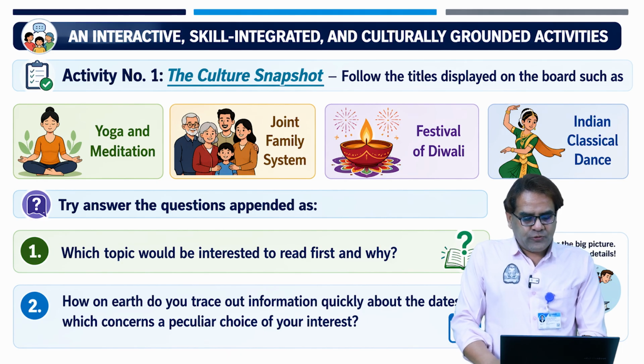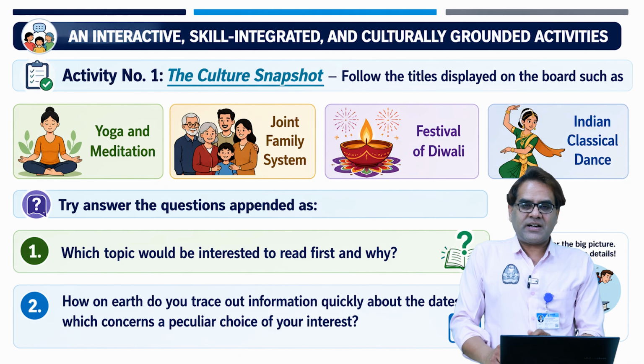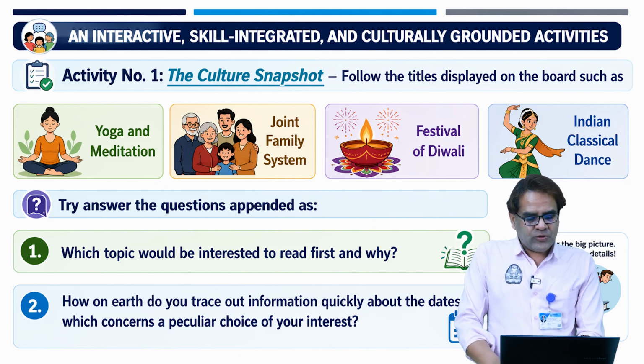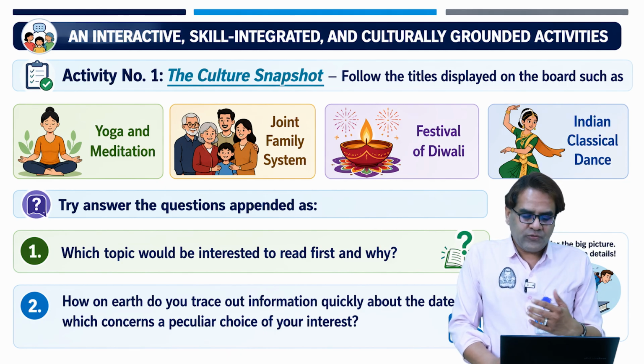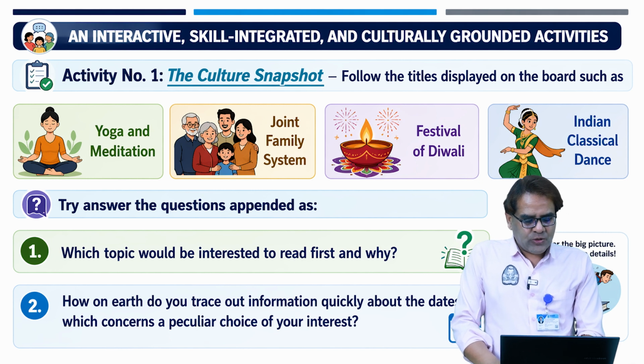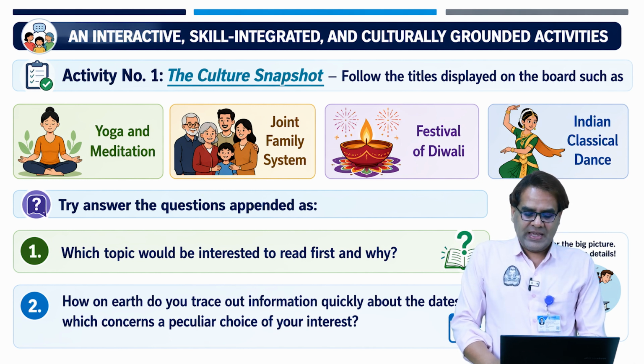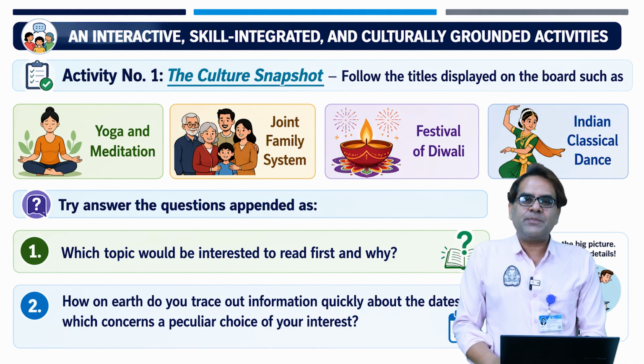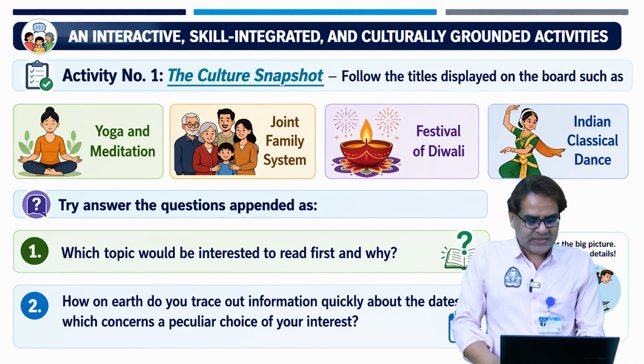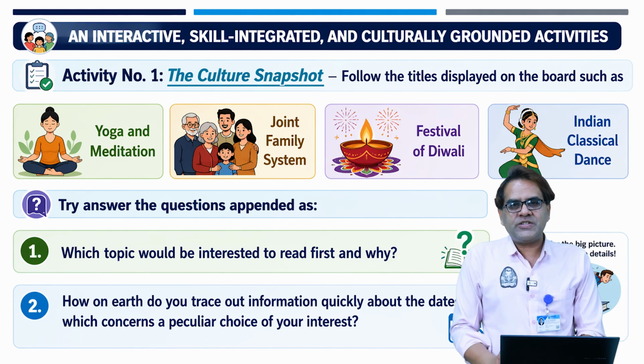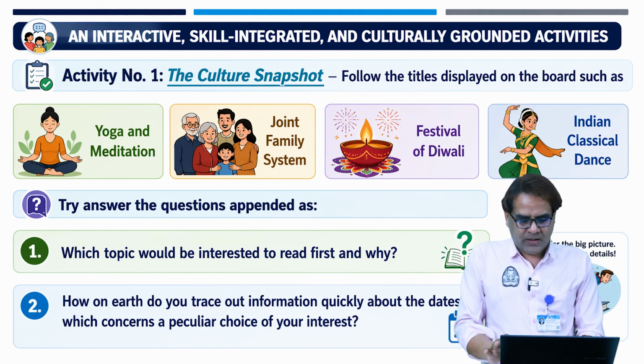It talks about how to follow the titles displayed on the board, such as yoga and meditation, the joint family system, the festival of Diwali, or Indian classical dance. And now we try to answer the appended questions: which topic would you be interested to read first and why? Second, how do you trace information so quickly about the dates concerning a particular choice of your interest? I hope you understood the gist of activity number 1.